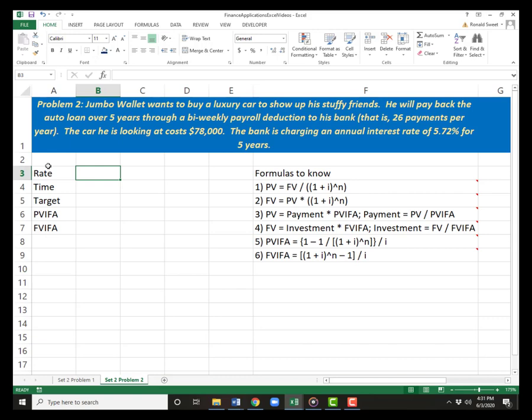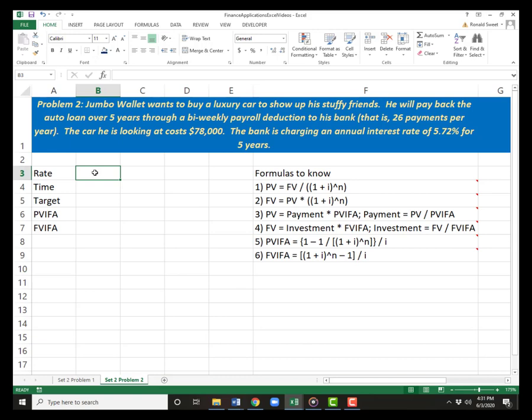So remember, on the rate you put 5.72%, but he's paying bi-weekly. So however many periods there are a year, 26, you'll divide by that. Remember, on the rate, you divide by the number of payments in a year. Here again, I'm going to click on the percent and give it 2 decimal places. On time, you take the number of years, 5 years, times the number of payments. So what you multiply on the rate, what you multiply on the time, you want to make sure that's what you're dividing by on the rate. They should always be the same number.